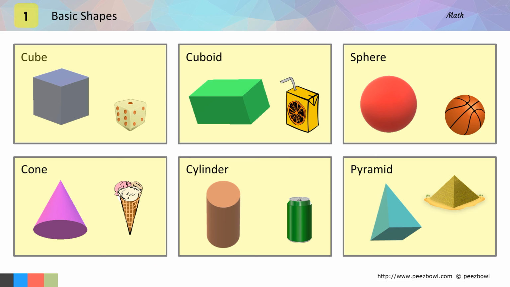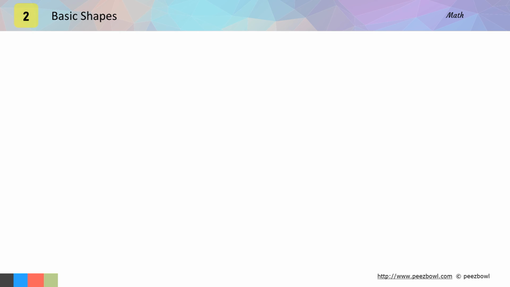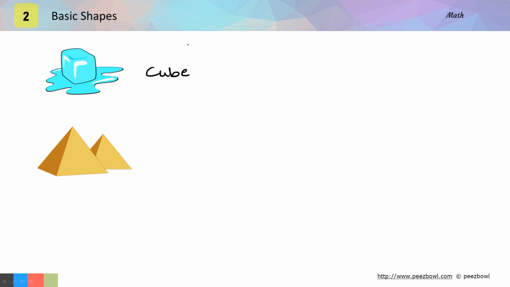Here I will show you a few objects and you need to identify its correct shape. Okay, first we have this small block of ice. You can identify which shape is it. You just learnt it's a cube. After that we have this shape. I'm sure you remember this. You can see this kind of shapes in Egypt. This is a pyramid shape.